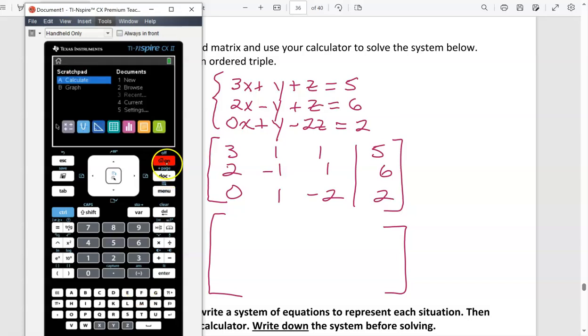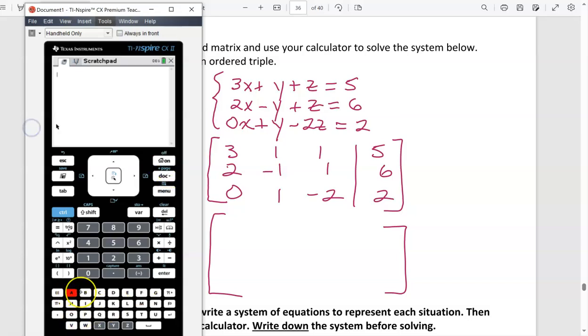RREF, oops, we need the home screen there. And then calculate, so we need a calculator scratch pad or a document. RREF, open parentheses, and then menu to the right of the 9, and we're entering a 3 by 4 matrix. And then enter the elements on each row.